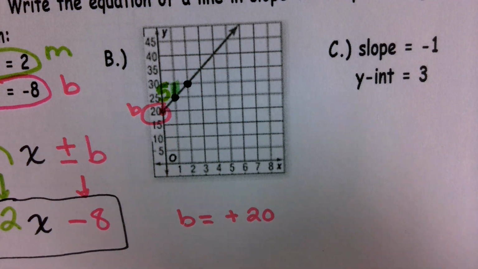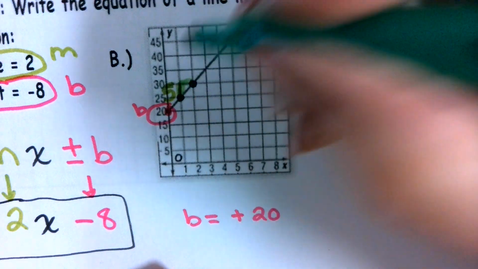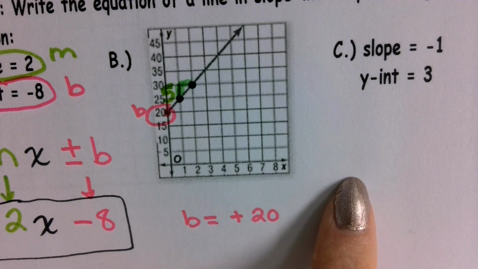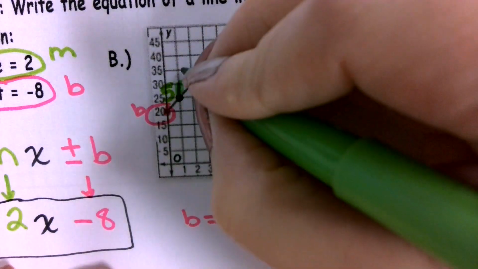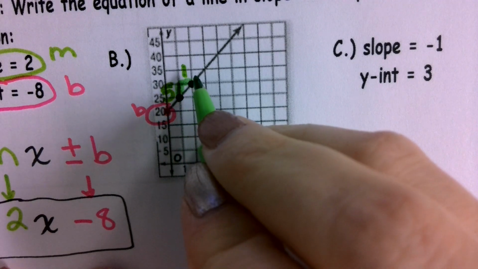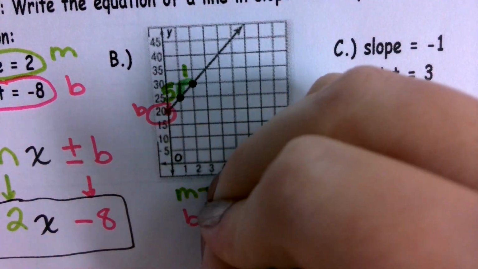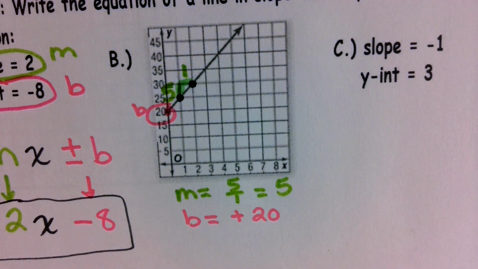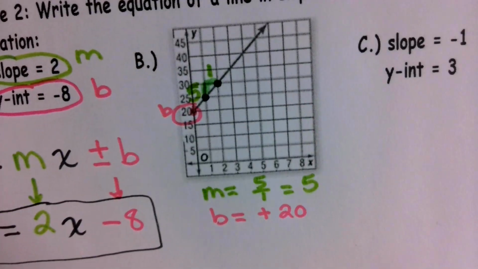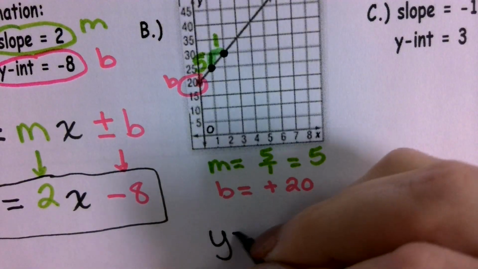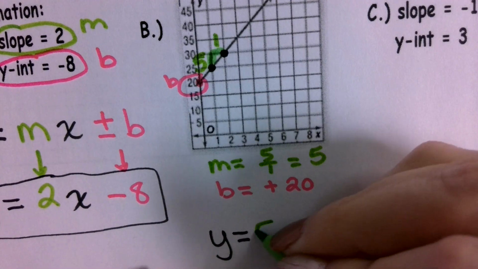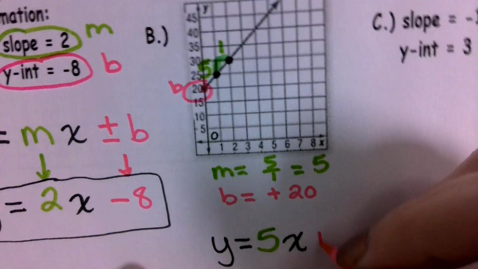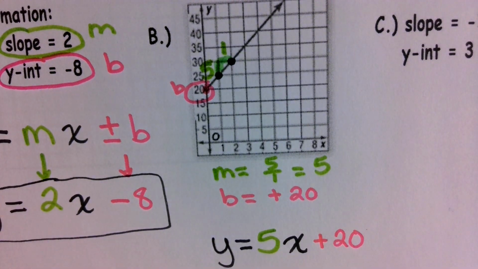What about the run? What is the run going to be? A 1. Okay, because if we're looking here, each of those boxes does represent 1. So my rise is 5. My run is a 1. So my slope is going to be 5 over 1, or just 5. So now I can plug it into my formula, my slope-intercept form. So it would be y is equal to 5, because that's my m, x, and then plus b would be plus 20. There's my equation.